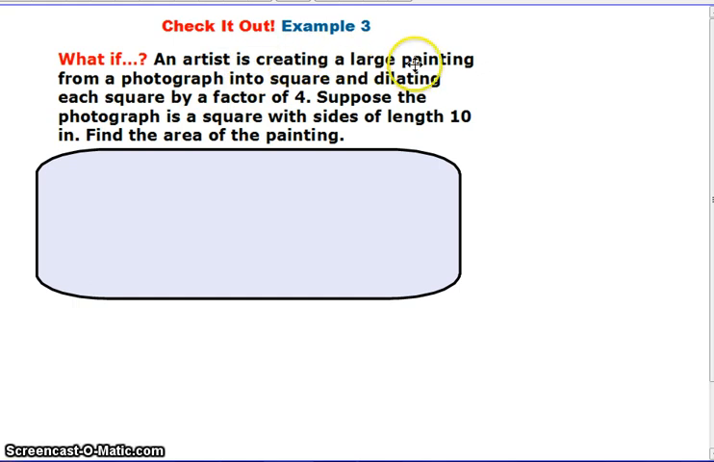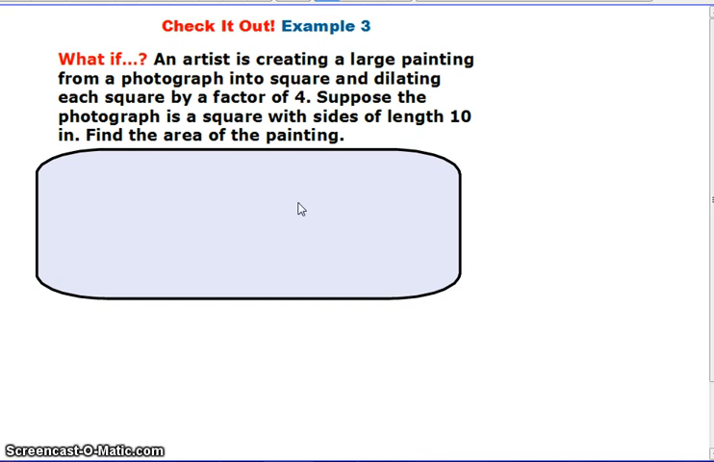An artist is creating a large painting from a photograph into a square and dilating each side of the square by a factor of 4. Okay, so it would be the sides, right? So suppose in the photograph the square has side lengths of 10. What would the area of the painting be?